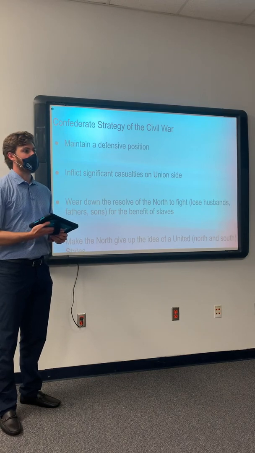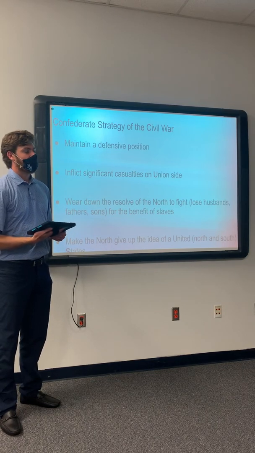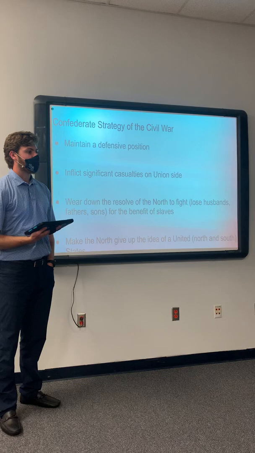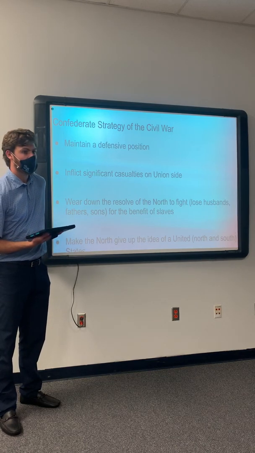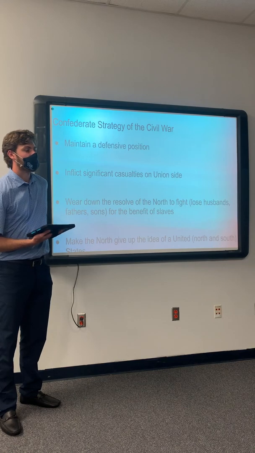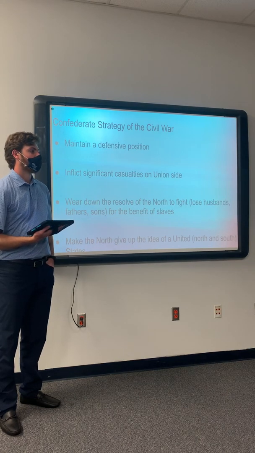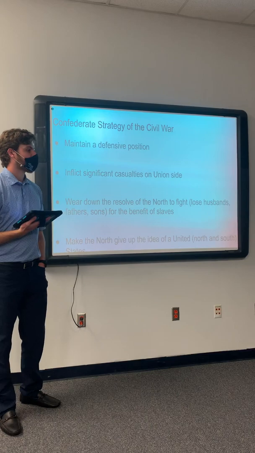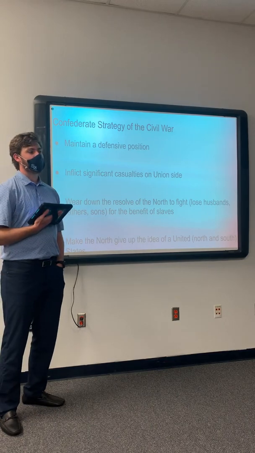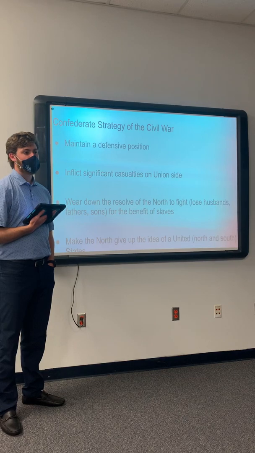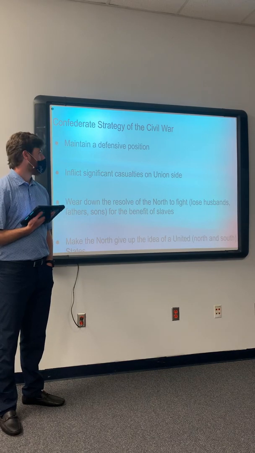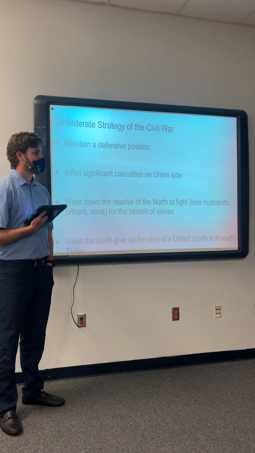Who else worked this strategy, where they played defense and protected their home territory? Who else did this in a war to win it? Who else did this in a war to win the war? Good. Okay, the United States against Great Britain. When we fought them in the Revolutionary War, we protected our own territory, right? We were fighting a war in our homeland against the British.